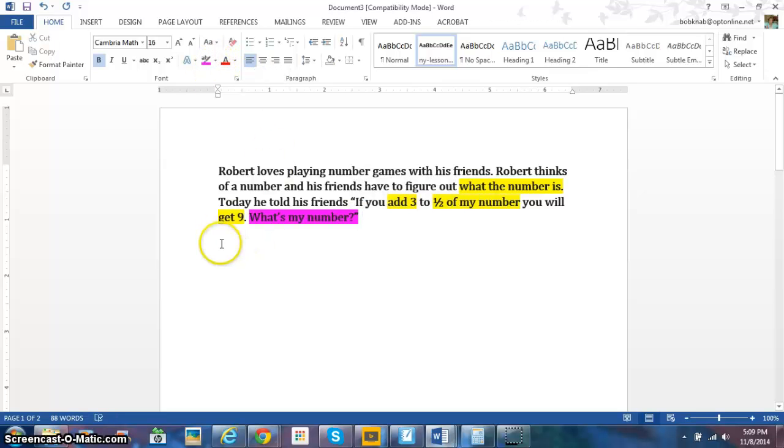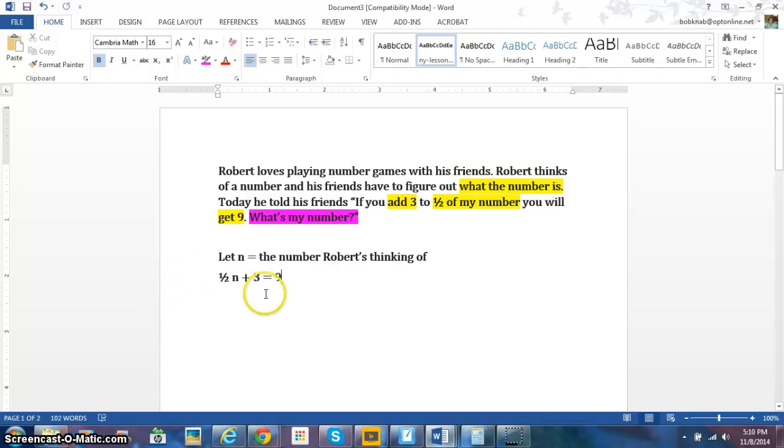Now let's set up the equation. We're going to let n equal the number that Robert's thinking of. So if we take half of that number, so 1/2 of n, and we add 3 to it, we will get 9. There's our equation. That was easy enough. Now let's solve it.